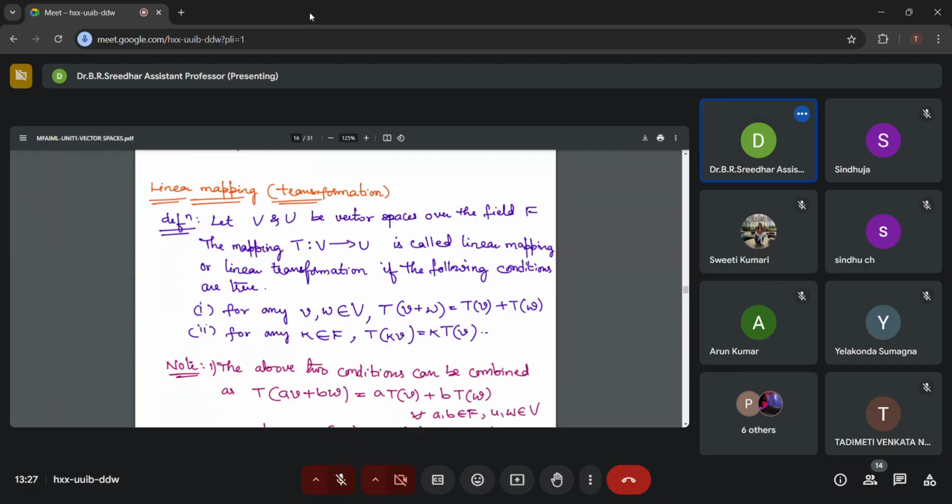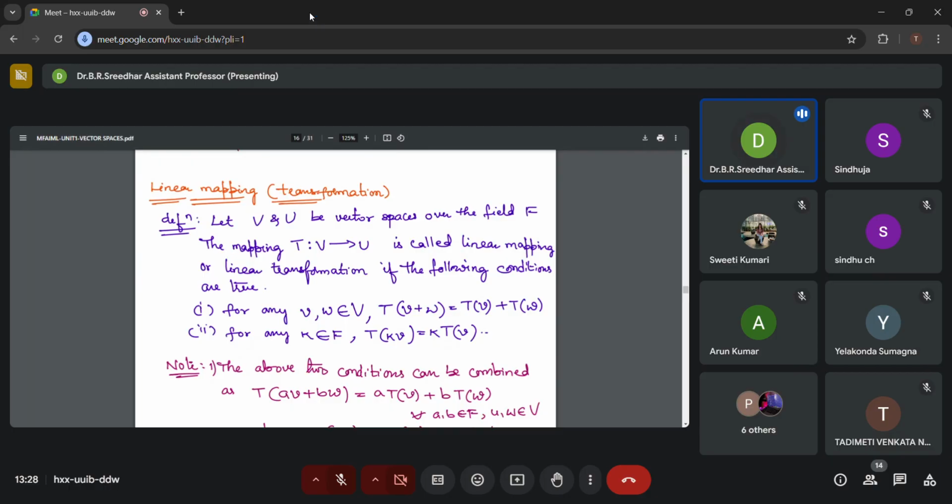I couldn't. Okay, see, V and U are two vector spaces over the field F. The mapping T is a function here. T stands for function. The function mapping from V to U is called a linear mapping or linear transformation if the following conditions are true. Number one, the first condition is vector addition. Number two, the second condition is scalar multiplication. And number three, the zero vector should be mapped only to zero. The zero vector should be mapped to zero.